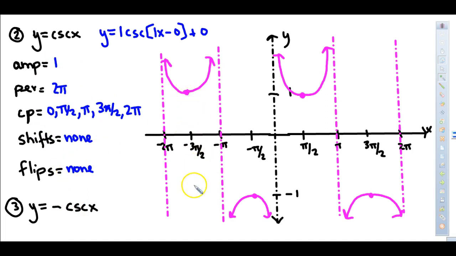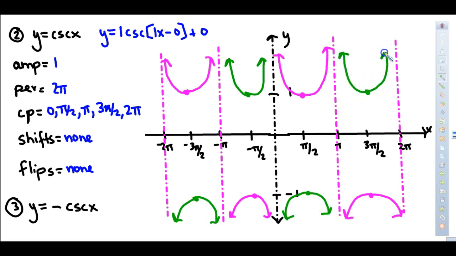x-axis. So this point right here comes to here. This point would flip up here. And see, the asymptotes are going to stay in the same place, because if you flip this line, it's going to still be that line. Okay, so the green, that is your y equals negative cosecant x. That's what it looks like if you have a flip. And then what's in the pink, that is your y equals cosecant x.